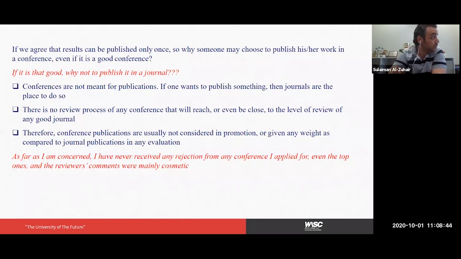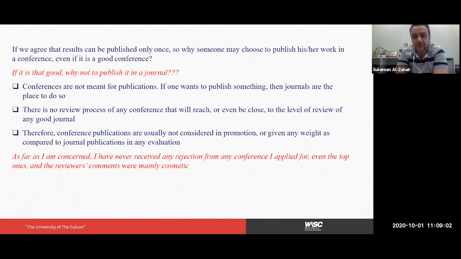And that's the question that you should always ask yourself. If my work is good, why should I waste it in a conference? Why don't I publish it in a journal? And if I choose to publish it in a conference, still the question is: is this work good enough to be published in a journal? Should it be given the chance?